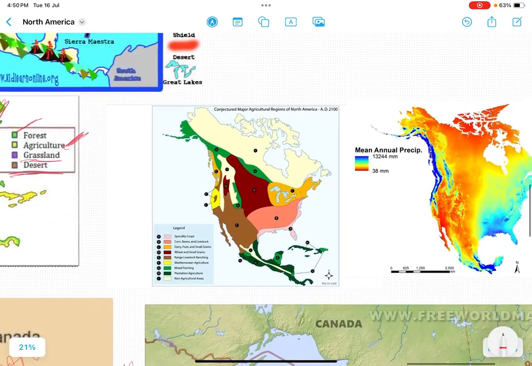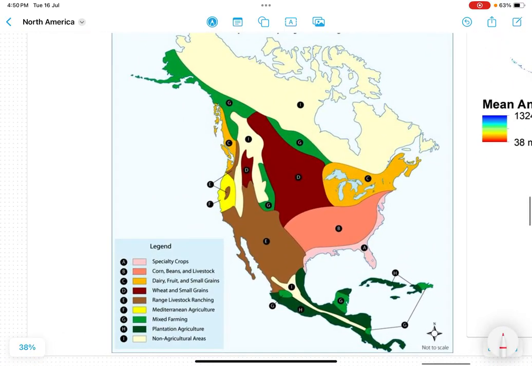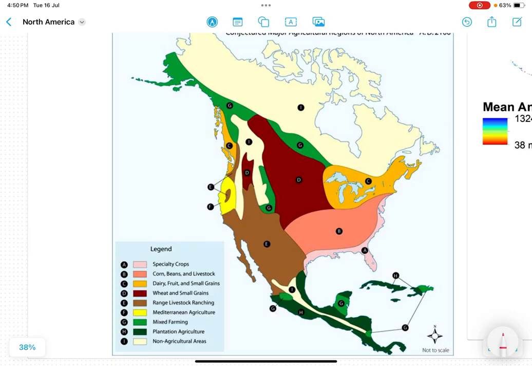Let's see the next map. That is what kind of crops are grown in North America. You can see mixed farming is in this region. All the dark green and light green region is mixed farming, whereas this one is the wheat basket. We know that the US is one among the largest wheat baskets. So you can see wheat and small grains. Then we have Mediterranean agriculture right here.